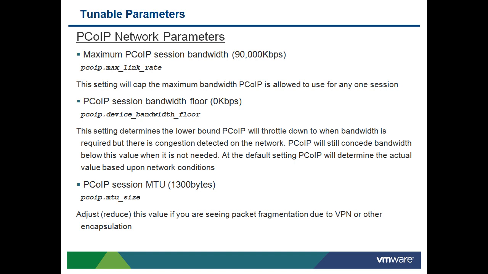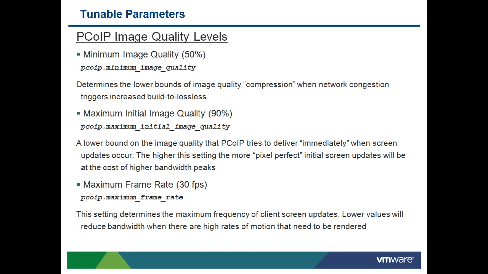MTU is another one. It's not really a tuning parameter, but if you are using many layers of encapsulation with PCoIP, coming through a VPN, and depending on the MTU size of the network, if you start to see packet fragmentation, that will be very bad for performance. So adjust the MTU, obviously reduce it if you are seeing poor performance and packet fragmentation, and that should clear it up.